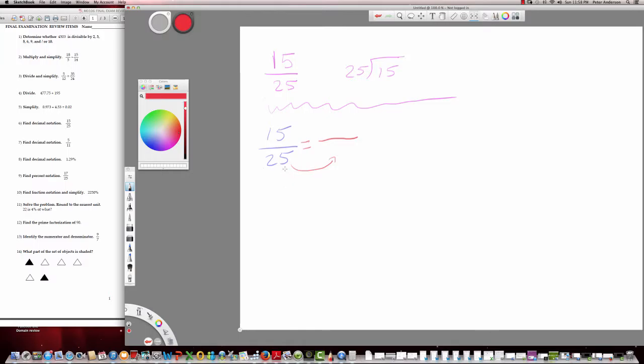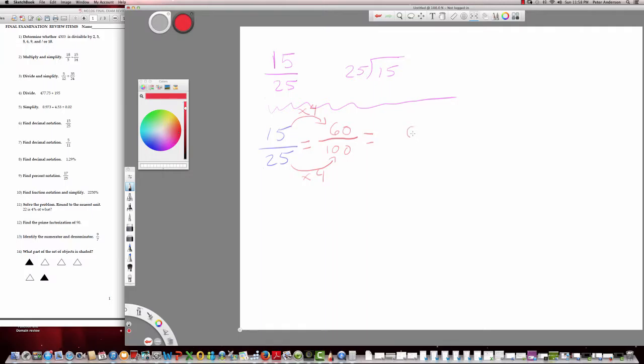So obviously 25, think of quarters, right? Times 4 is 100. Then I'm just going to multiply the top by the same amount. 15 times 4 is 60. And this is just 60 over 100.